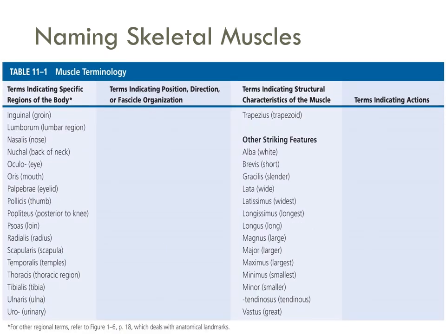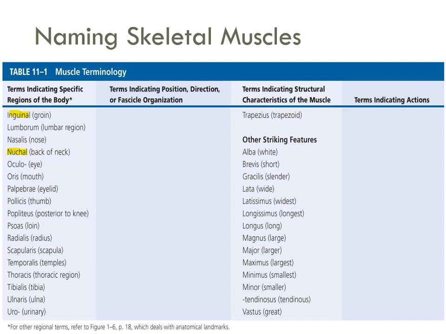So here are our specific body regions on the left-hand side. We're going to go over those a little bit more. So inguinal up here is in the groin. Lumborum is in the lumbar region. Nasalis is nasal or in the nose region. Nuchal is the back of the neck. And you can remember on the back of the occiput, we have the superior and inferior nuchal lines. So those are muscles from the back of the neck that are attaching up into the occiput.